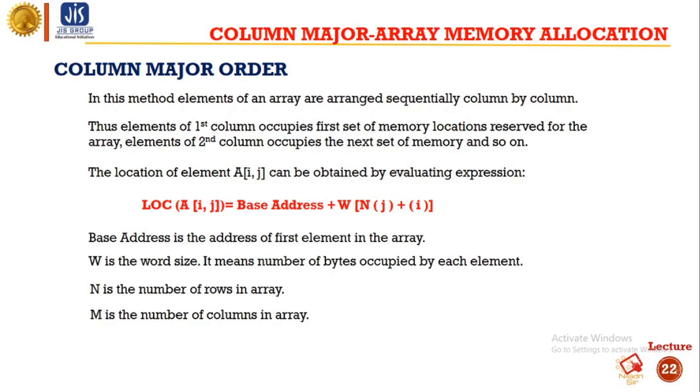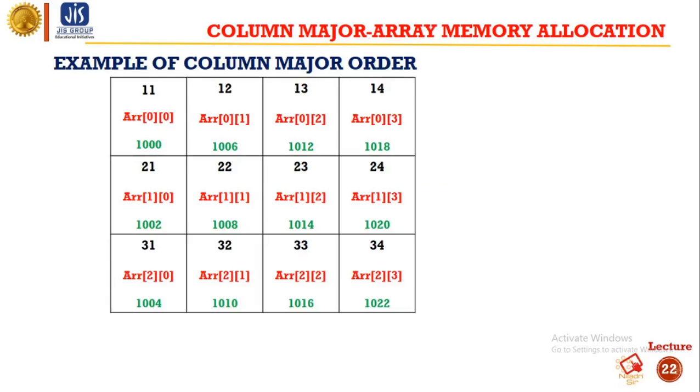If the array consists of integers, then W will be 2 bytes. If it is float, it will be 4 bytes, like this. It basically depends on the compiler what the size will be. Next, n is the number of rows in the array, and m is the number of columns in the array. Next, how to find it. So this is our example.